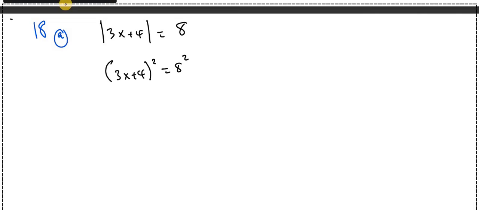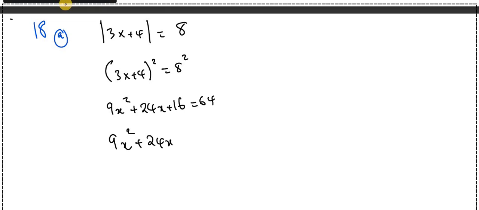So question 18a, this is modulus of 3x plus 4 is equal to 8, so we square both sides: 3x plus 4 squared and also 8 squared. This will be 9x squared plus 24x then plus 16 is equal to 64. This is 9x squared plus 24x, then minus 48 is equal to 0. We can divide this by 3. That is 3x squared plus 8x minus 16.